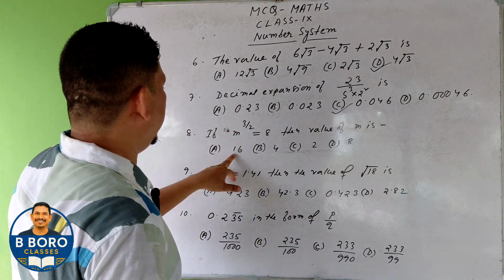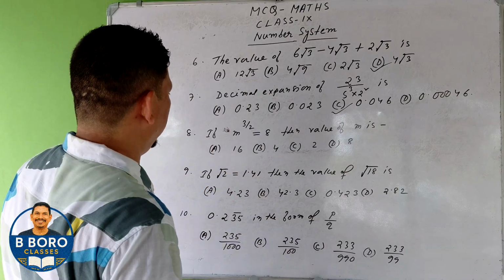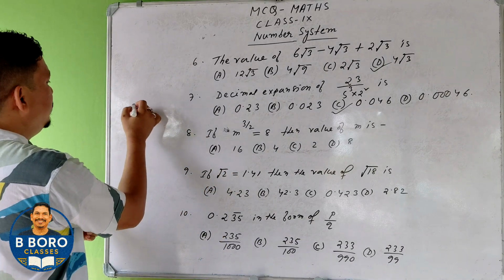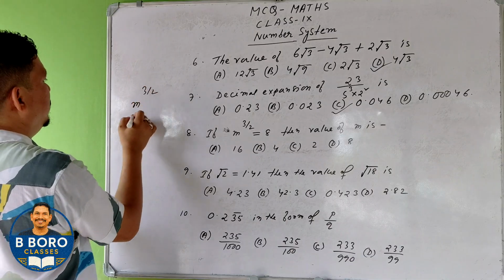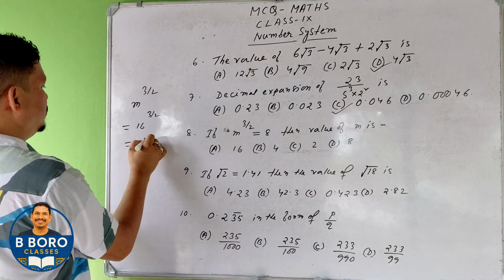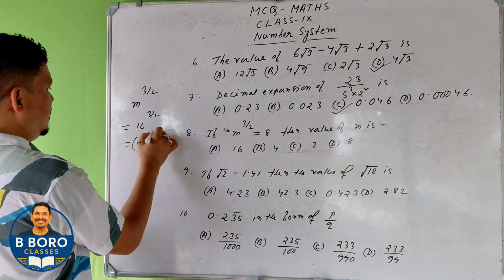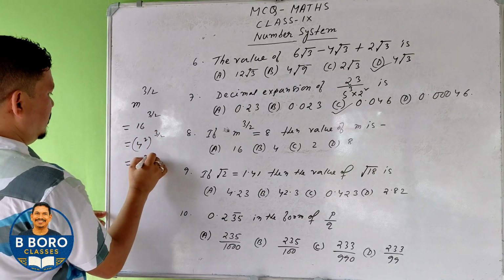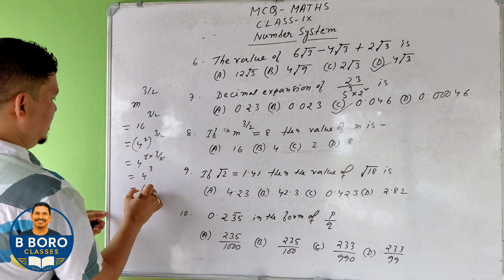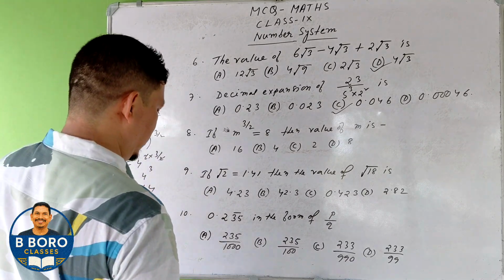Different values of m are given, so we can solve this question verbally. Suppose we substitute m equal to 16. Then m to the power 3 by 2 is 16 to the power 3 by 2, which is 4 square all to the power 3 by 2. So 4 to the power 2 into 3 by 2, the 2 cancels, and ultimately 4 cube is left. 4 cube means 64. So it is the wrong answer.